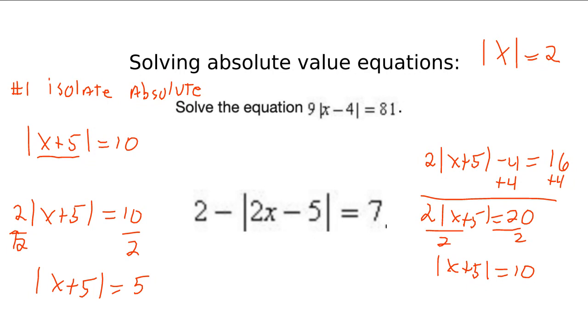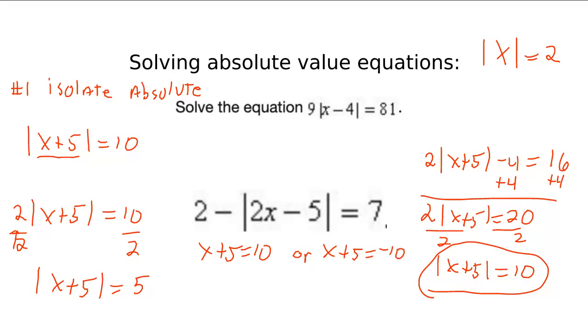So this problem I'm going to write as x plus 5 equals 10, or x plus 5 equals -10. You have to rewrite it as 2 separate problems, one positive, one negative, and then you solve. So I'm going to subtract 5 here, so I get x equals 5. Or I'm going to subtract 5 here, I get x equals -15. Those are my 2 solutions.